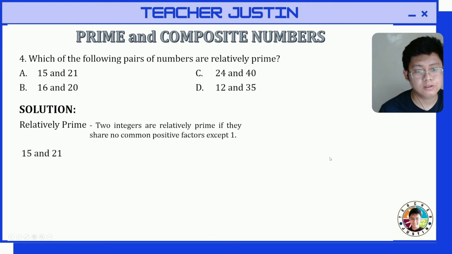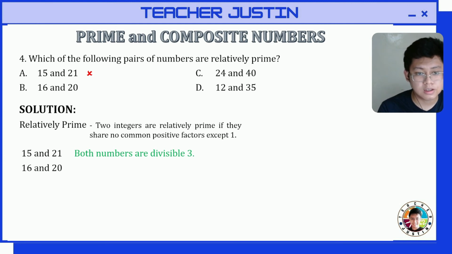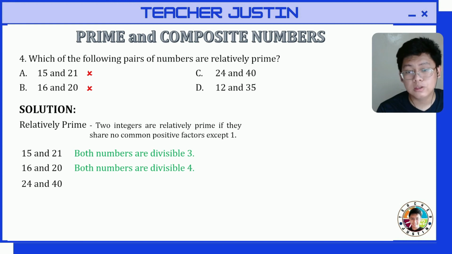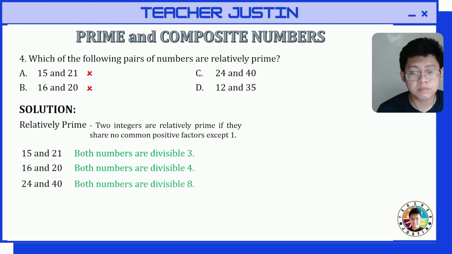So, let's test with 15 and 21. 15 and 21, they are both divisible by 3. Therefore, automatic, hindi na agad sila relatively prime. Okay. So, moving on to 16 and 20. Let's identify kung ano yung common factor nila. They are both divisible by 4. So, automatic, hindi rin sila relatively prime. Next, let's proceed to 24 and 40. 24 and 40, they are both divisible by 8. So, hindi sila relatively prime. So, cross out din natin si letter C.